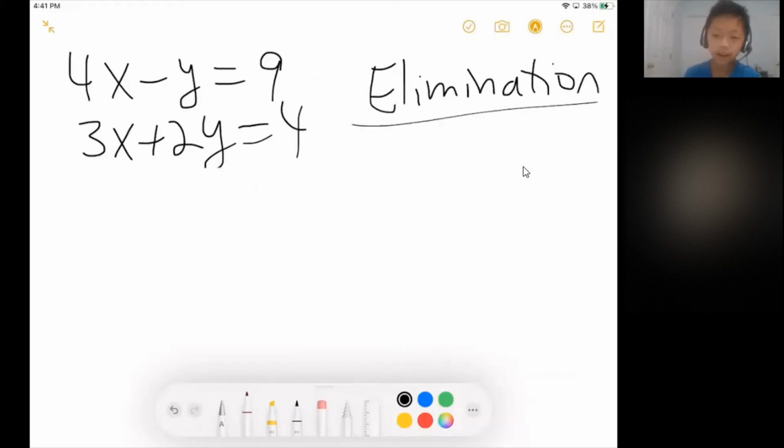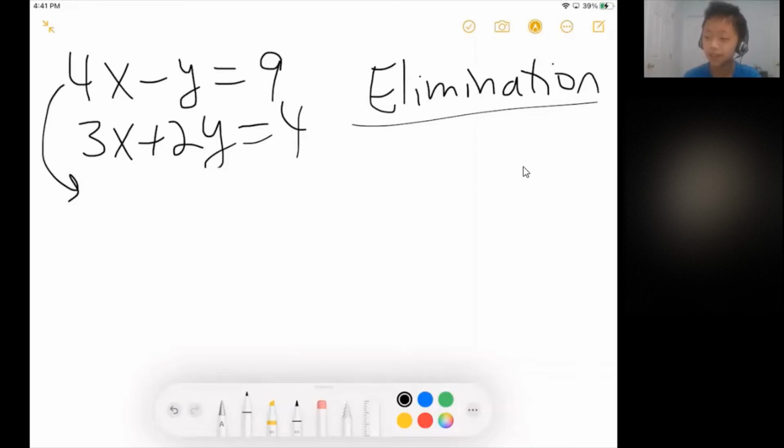In elimination, you want to basically choose any of the variables. You can choose x, you can choose y. It doesn't matter which variable you choose, and your goal is to try to eliminate it in some way. So if you look at the first equation, 4x minus y equals 9, one thing we might want to do is try multiplying the first equation by 2. That might seem kind of weird, but we'll see why we should do that.